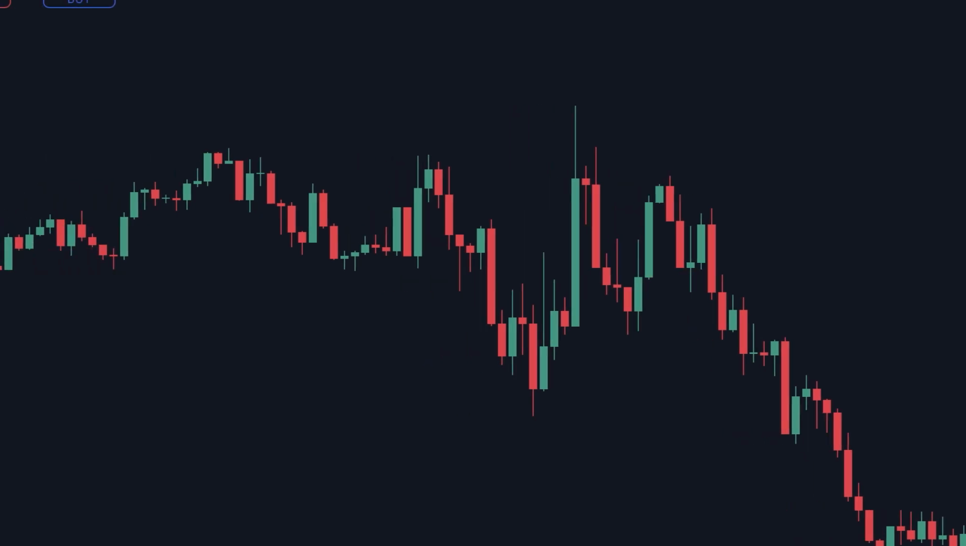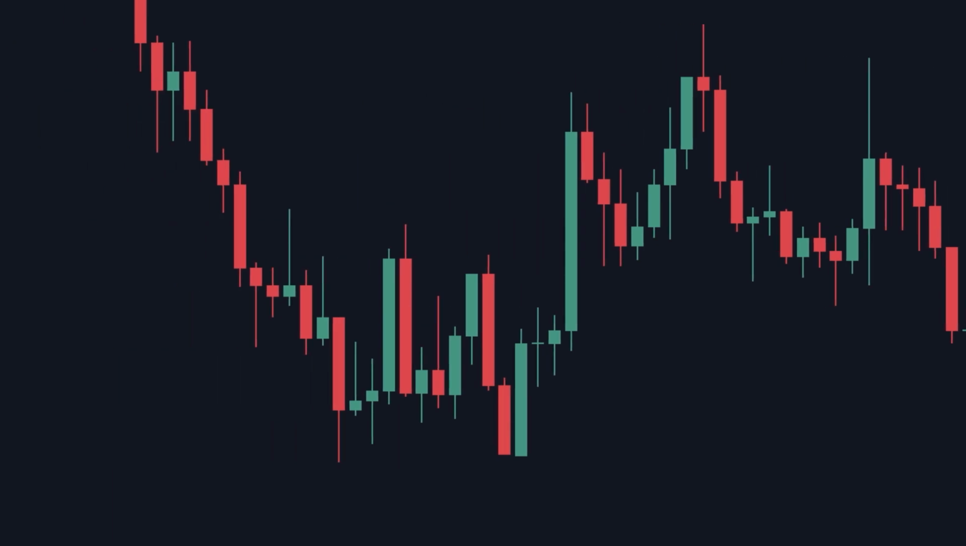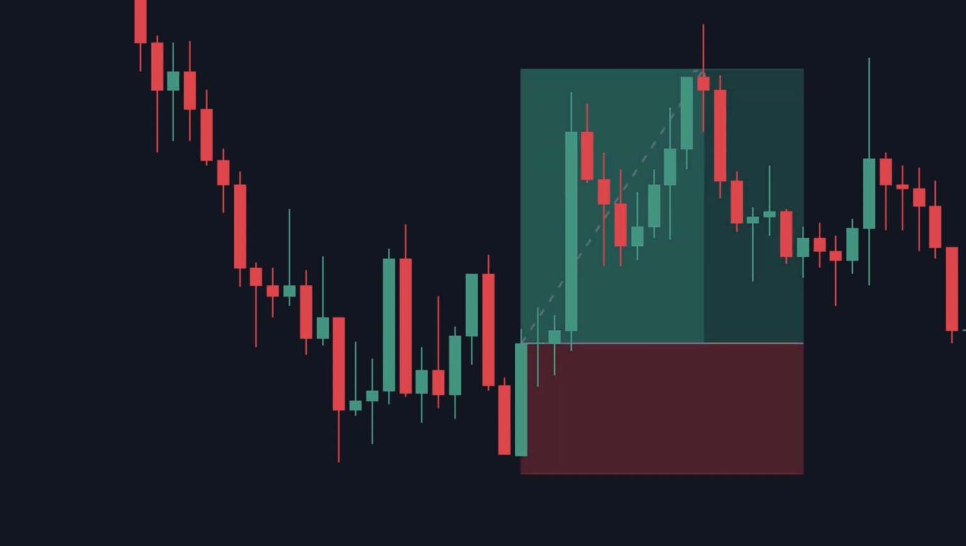On the chart, you see a bullish engulfing pattern forming after a red candle. The green candle engulfs the previous red candle, with its body completely covering the open and close of the smaller red candle. You would enter the trade as the green candle closes, place your stop loss just below the low of the engulfing pattern, and watch as the price surges upward, confirming the reversal.